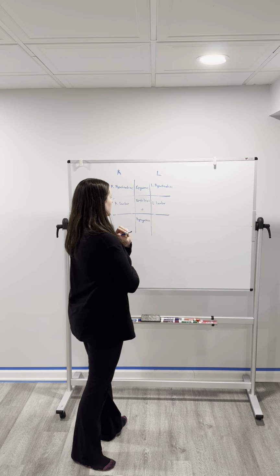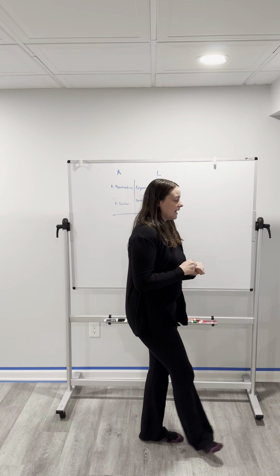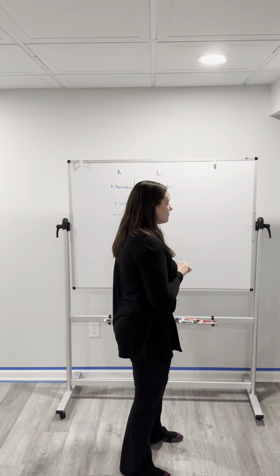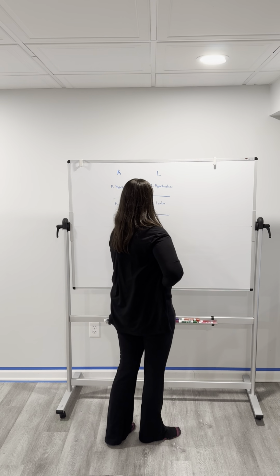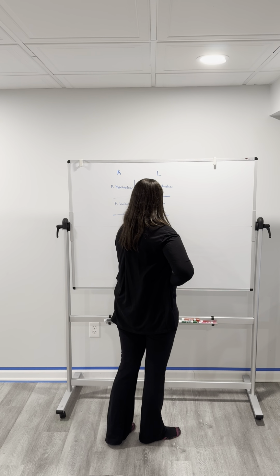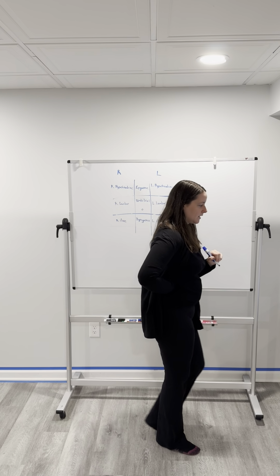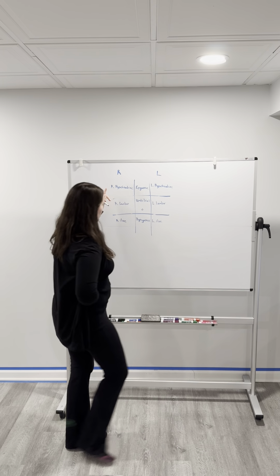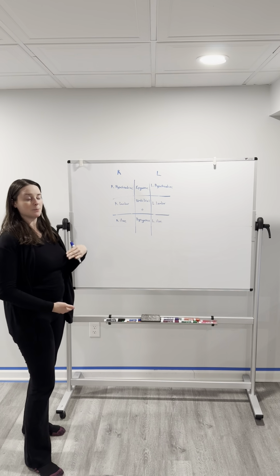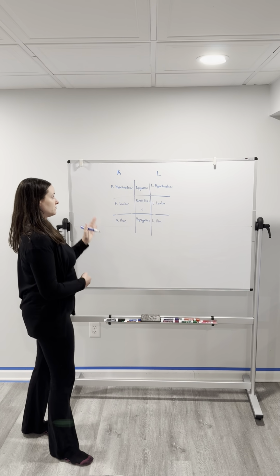Okay, left lumbar, right lumbar. And then finally we have the iliac region. So here, left iliac and right iliac region. Perfect. So this is how we divide our abdominal pelvic area into these regions.